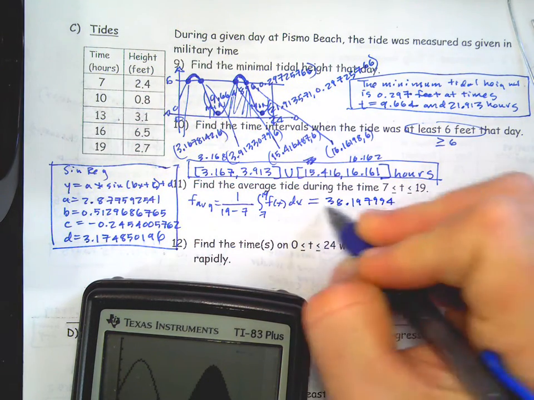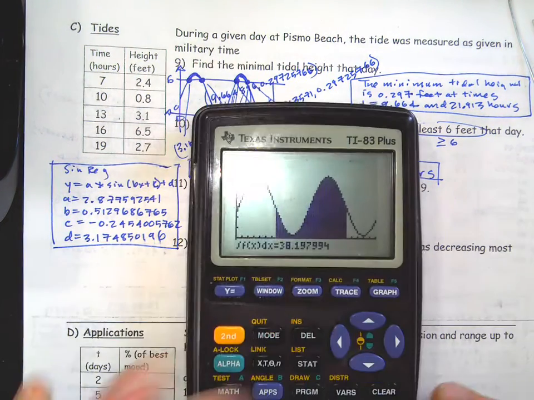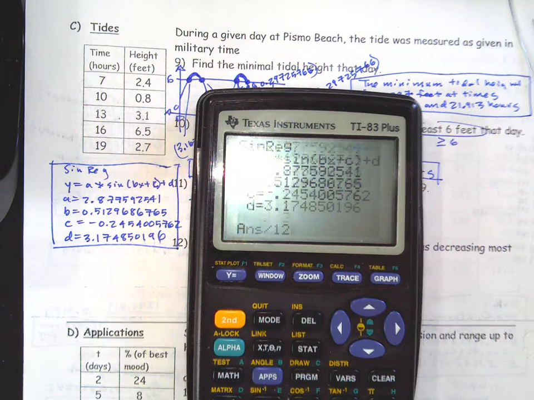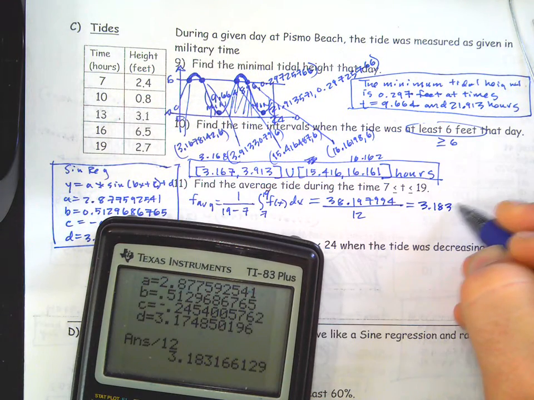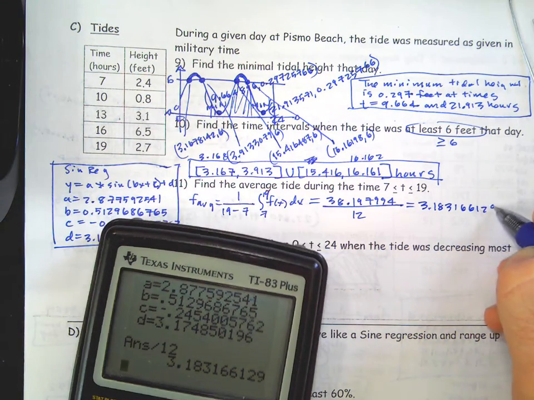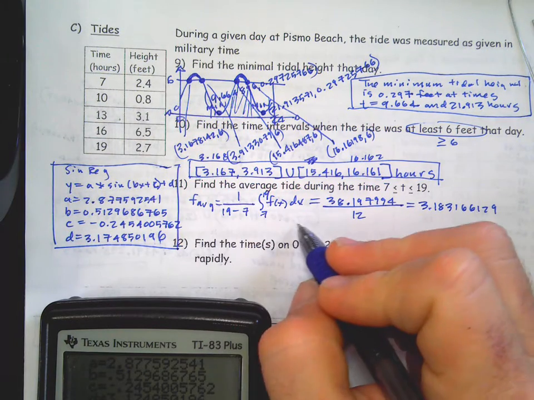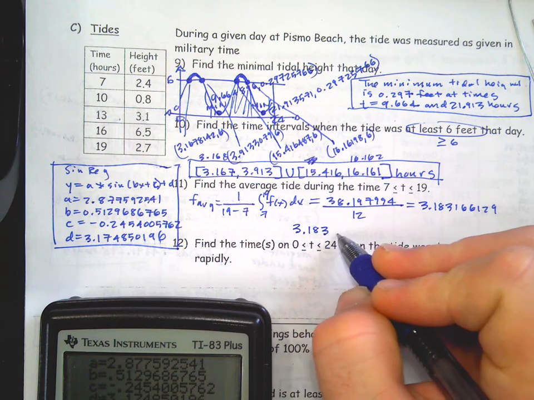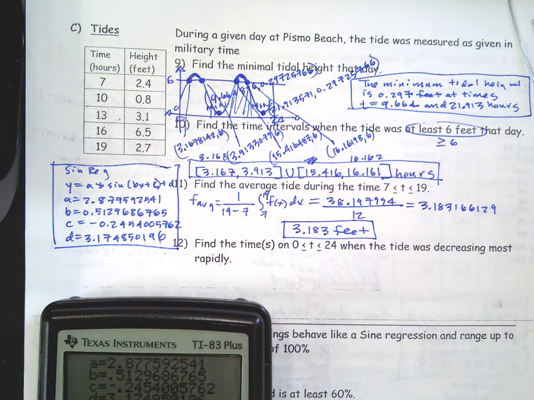38.1979994. And then we got to divide by 12. So we could say divided by, and it says, oh, you want to divide the answer from that calculation by 12? There you go. 3.183166129. Okay, so the answer is 3.183, and the units are feet, right? Rounded or truncated to three decimals, actually it comes out the same.